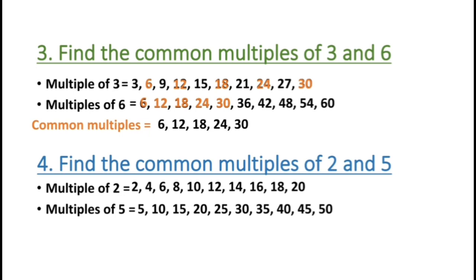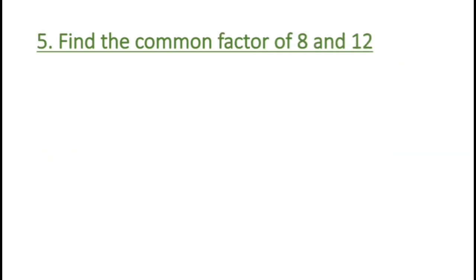Now in these multiples of 2 and 5, which numbers are common? 10. 10 is common in both the multiples. And then 20 is also common in both the multiples. So the common multiples of 2 and 5 are 10 and 20. Now here we have found the common multiples. Let us find the common factors also. Finding common factors and common multiples are important concepts which you will be learning in other grades also.